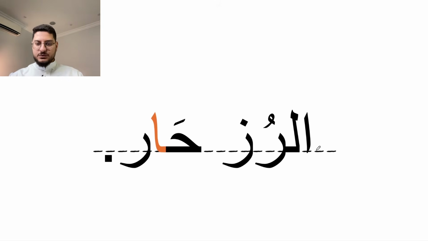So the first word we have in here, let's split it into syllables. We have one syllable at the beginning of the sentence, one syllable here before the dhamma, and one syllable there before the fatha. So the first syllable is il, ruz.